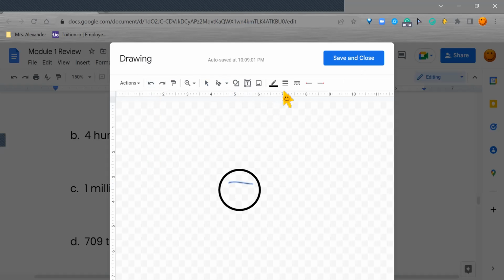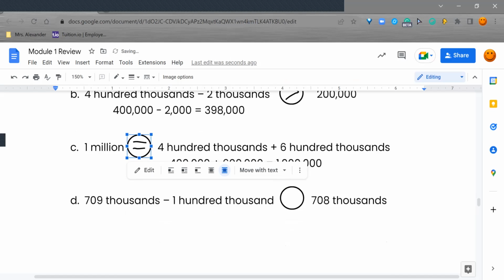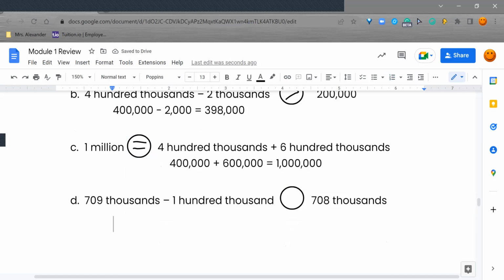I'm going to make it big. Once I make it big, my next one I put down will be big as well. I'm going to hit save and close. And then I'm going to come down here and do my last one, you guys.